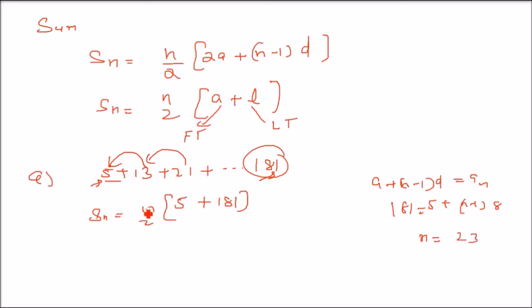Solve for n. You are going to get n as 23. Put here 23 by 2, 5 plus 181. You will get the sum of this series, 5 till 181. This will come as 2139. I told you a very easy question.